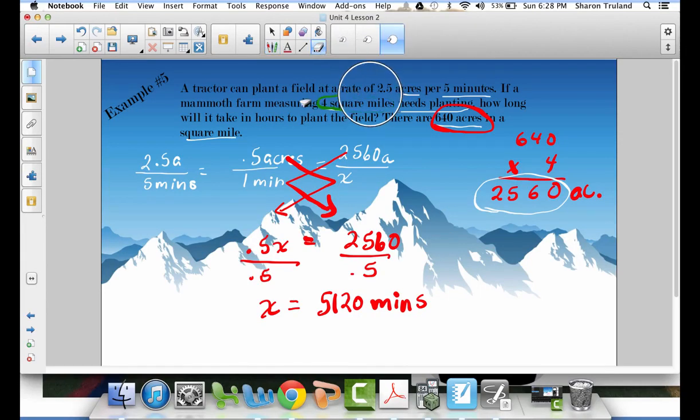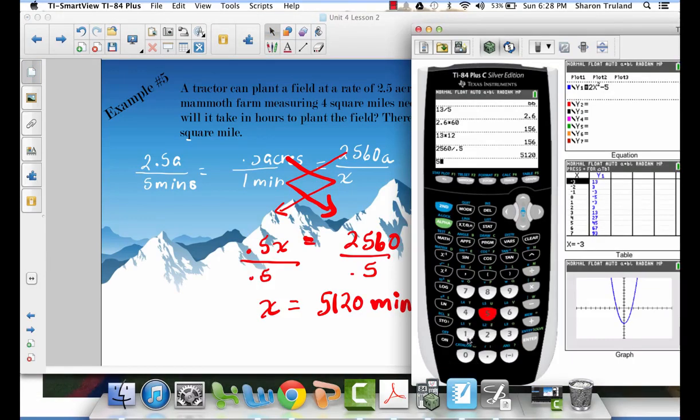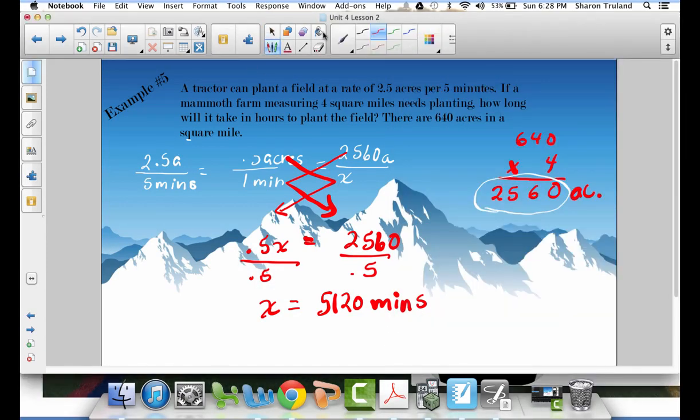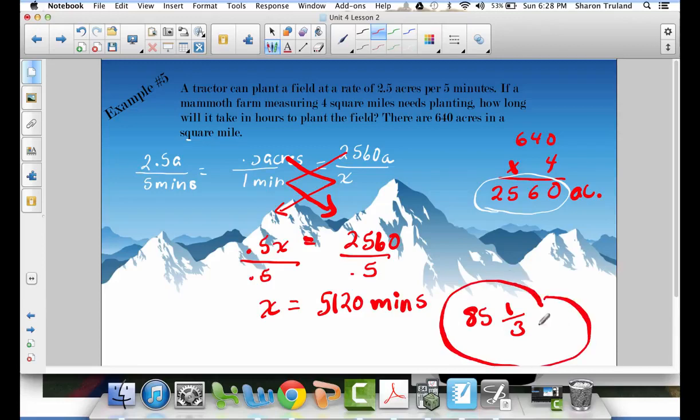Well, let me see up here. I got so much stuff written up here. Let me see what they want me to do. They want me to do, oh, now my eraser's moving really slow. They want me to do hours. So 5,120 minutes. I'm going to divide that by 60. So it's 85.33 hours, which is 85 1/3. And let's see, did they ask me to round anywhere? Nope. So it's 85 1/3, and I'll put my famous label, hours.